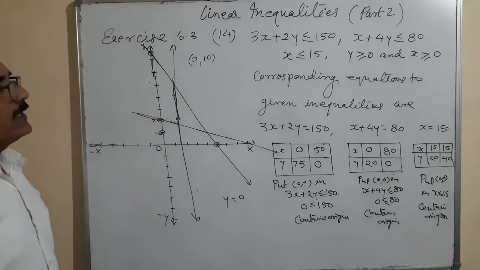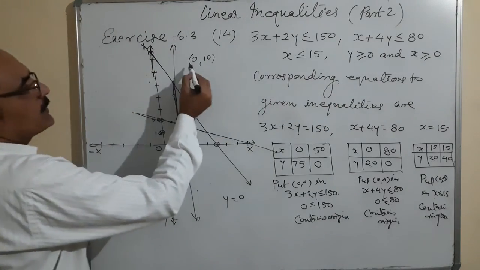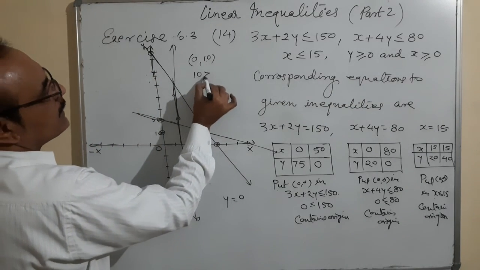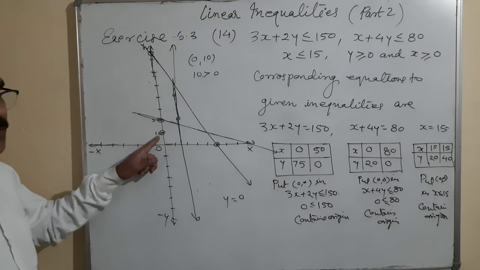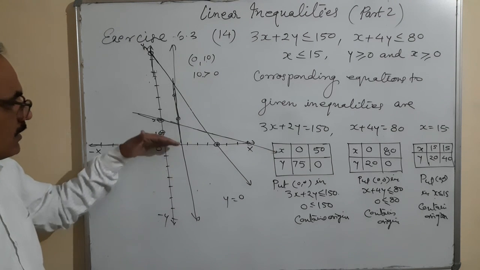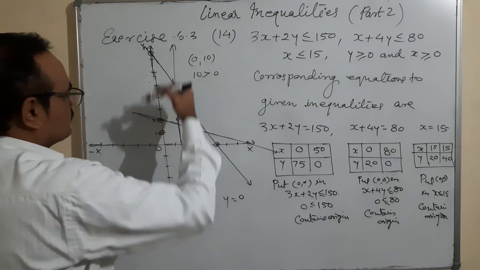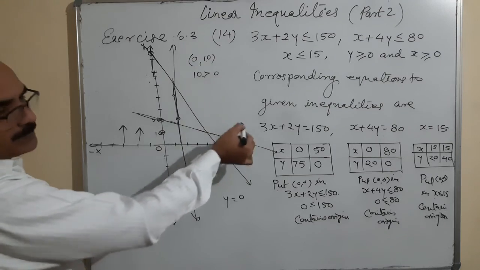If I put 0, 10, in place of y there is 10. 10 is greater than or equal to 0, which is true. And which is true, what does it mean? This portion is the shaded portion. So the upper portion is the feasible region. Upper portion is this one, this complete portion.